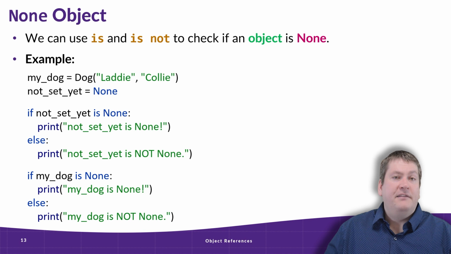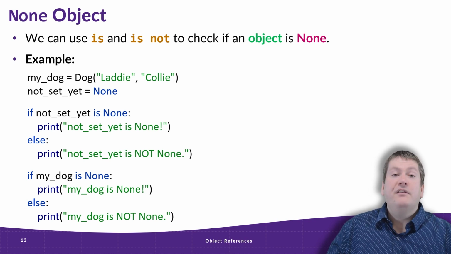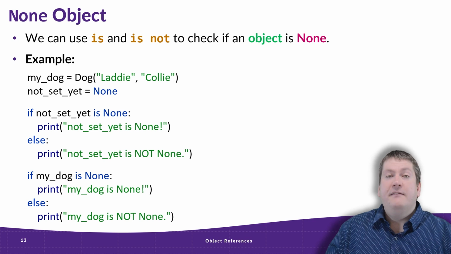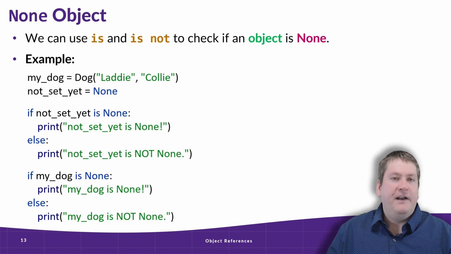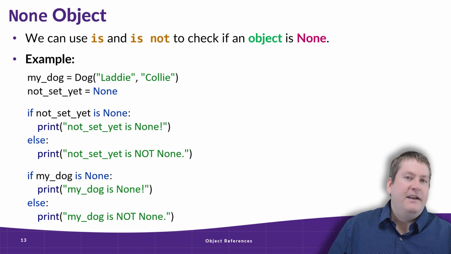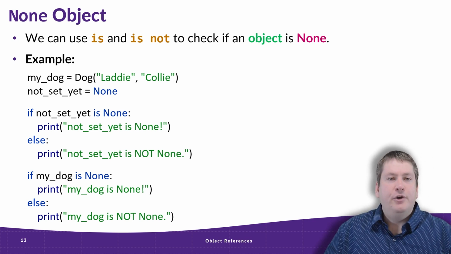Let's take a look at an example. In this example, we're creating an instance of that Dog class that we saw. In this case, the dog is going to be named Laddie, and they're going to have a breed of collie. And we're going to store a reference to that object in the variable myDog. Interestingly, after that, we have a second variable called notSetYet, and that's going to be equal to None. We might do this because somewhere further on in the program we were going to give it a value, but we needed it defined now, even though it doesn't have a value yet.